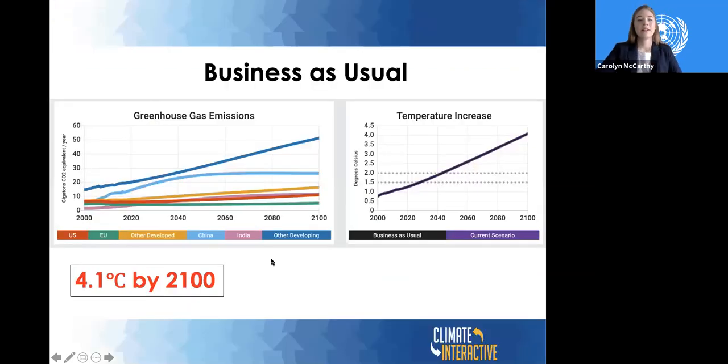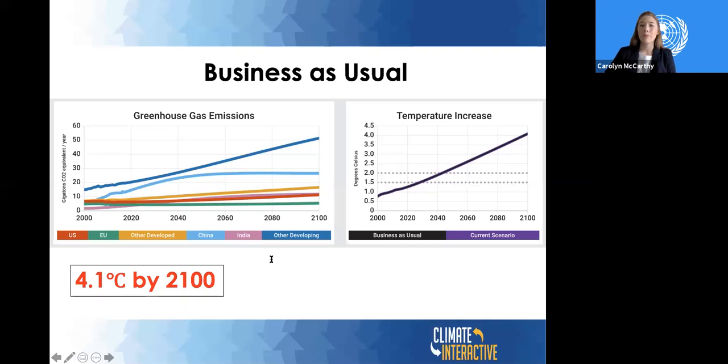Now, here what we're looking at is a business as usual scenario. If we do not take action, temperatures are expected to rise to about 4.5 degrees Celsius by the end of the century. Here's a graph of greenhouse gas emissions from the year 2000 projected into the year 2100.